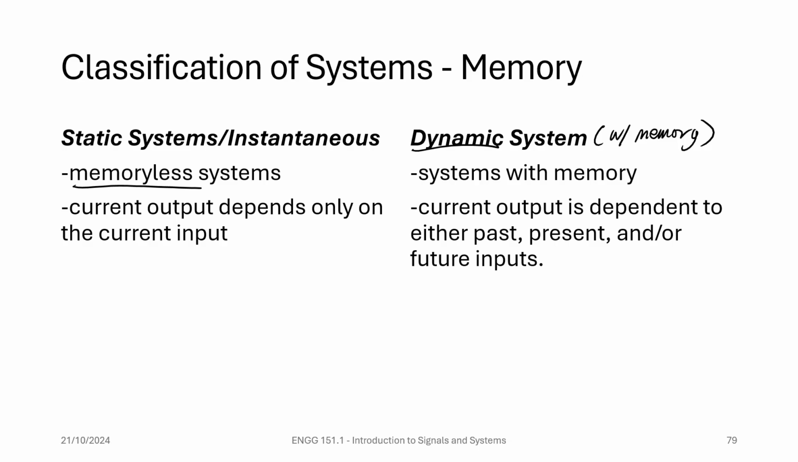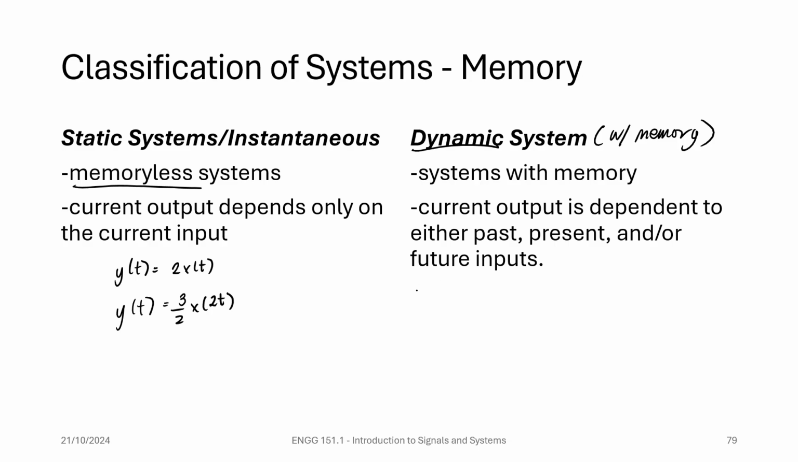For example, say y of t is equal to 2x of t. Walang time shift na naganap, so this is a static system. Now say y of t is equal to 3 over 2 x of 2t. Wala naman time shift na naganap, although merong compression. Pero since walang time shift na involved, this is a static system.